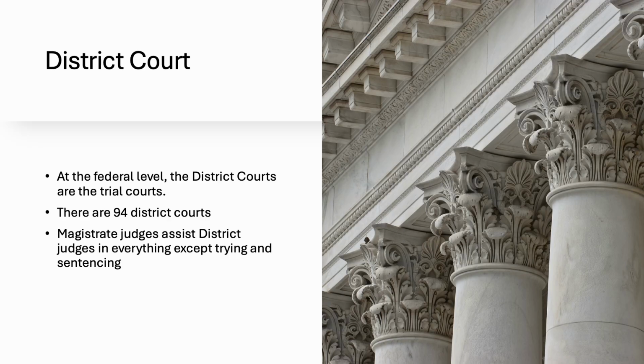So, our first step is the district court. At the federal level, the district courts are the trial courts. There are 94 district courts. A magistrate judge assists the district judge in everything except trying or sentencing.